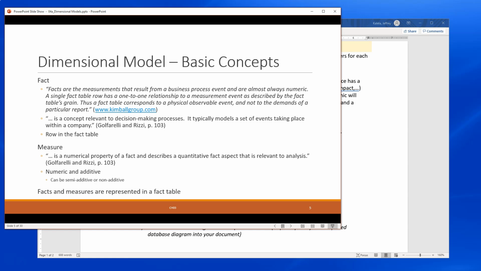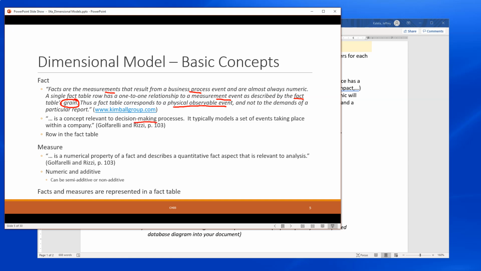So based on the Kimball Group, facts are basic measurements that result from a business process, but it has to have a measurement event as described by a fact in that table's grain, right? And grain is the term that we use to describe the level of detail that the fact table has. So basically, it is a physical, observable event and not to the demands of a particular report, right? And this is all about the idea of the decision-making process.